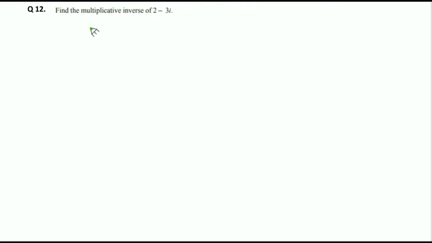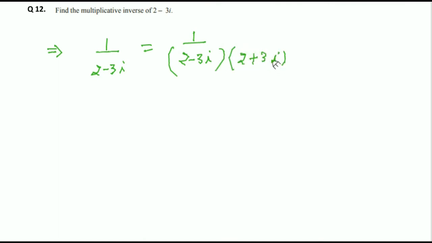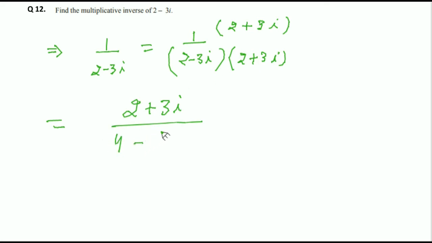Similarly, find the multiplicative inverse of 2 minus 3 iota. For the inverse, you just have to find 1 by (2 minus 3 iota). So here you have to again multiply by the conjugate. So 2 minus 3 iota multiplied by 2 plus 3 iota, and you have to multiply the numerator also by 2 plus 3 iota. So 2 plus 3 iota divided by a square minus b square, that is 4 minus, so 9 iota square will become plus 9, so 13. So 2 by 13 plus 3 by 13 iota.